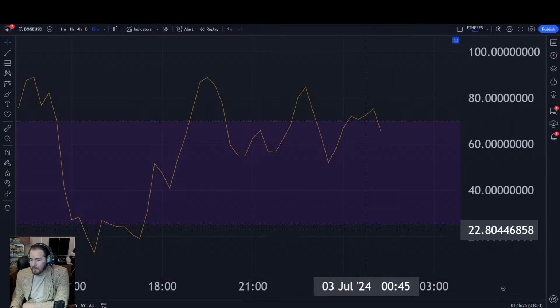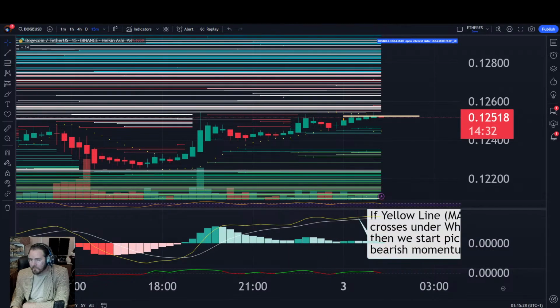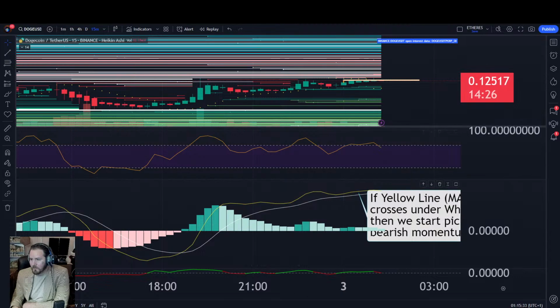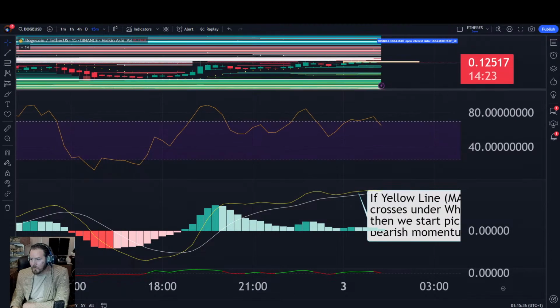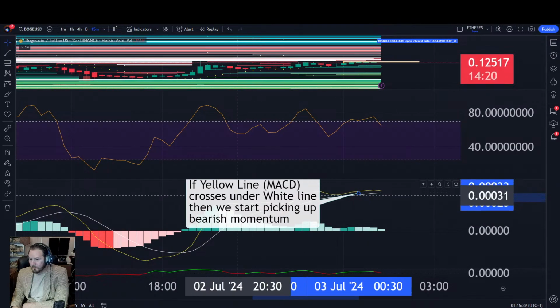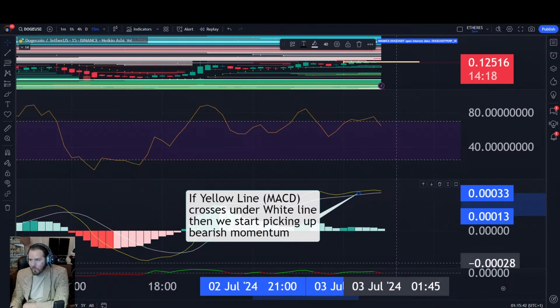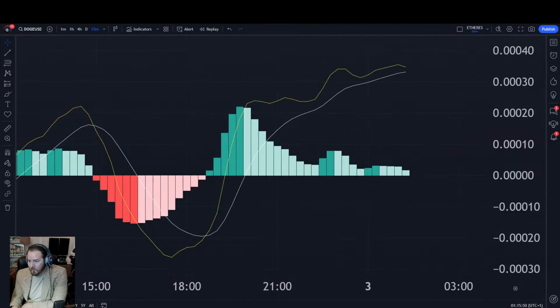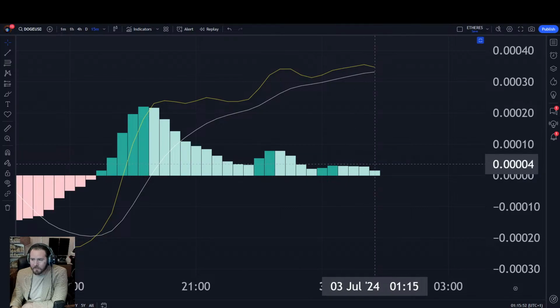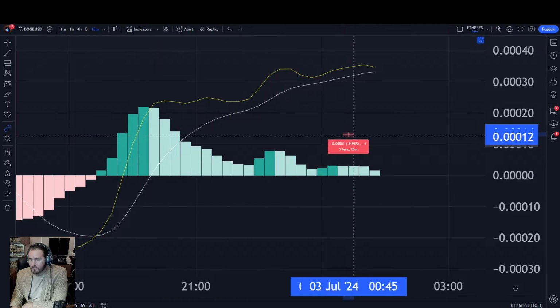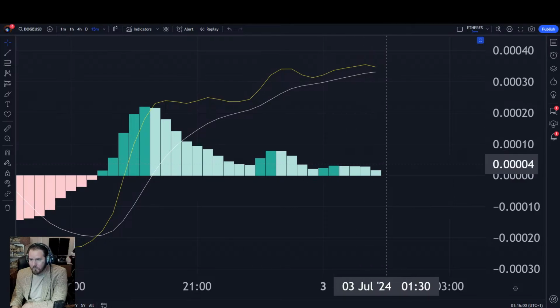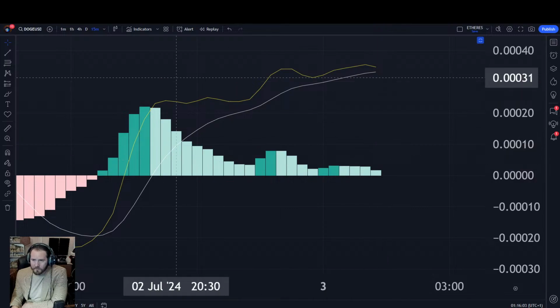We look at the MACD as well. When we look at the RSI, let's zoom in both of those together. But I mentioned earlier, if the yellow line crosses under that white line, we would start picking up some of that bearish momentum. We've already started losing bullish momentum on the 15-minute for the last 20 minutes. You measure this. 45 minutes, my bad. Each candle's 15 minutes. Yeah, 45 minutes, we've been losing bullish momentum.